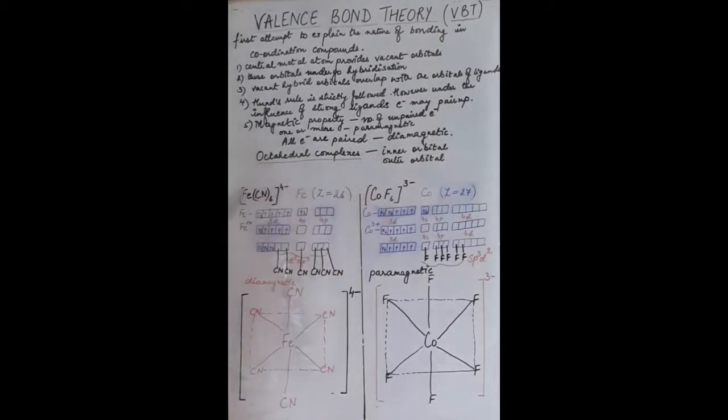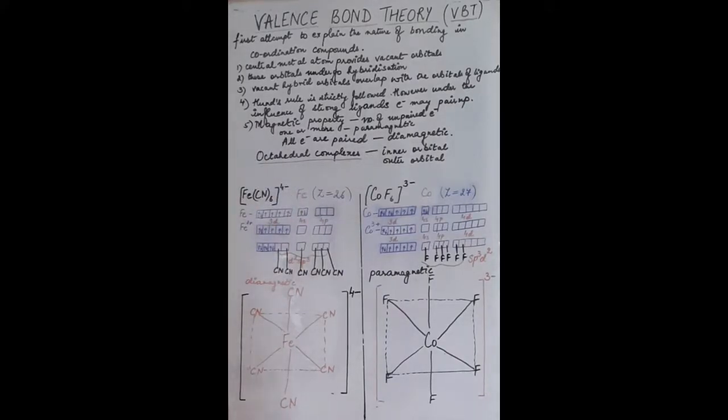Now we'll take the example of octahedral complexes. You know, octahedral complexes have coordination number 6, that is, 6 ligands are attached to the central metal atom. These octahedral complexes are again of two types: inner orbital complexes and outer orbital complexes.